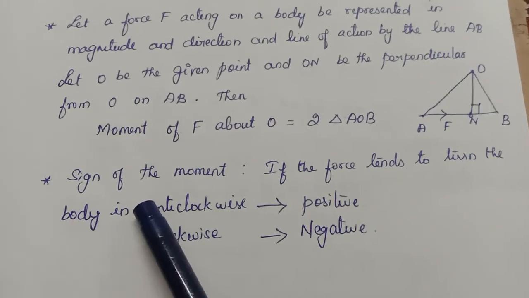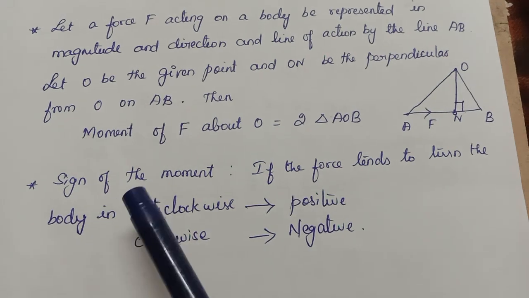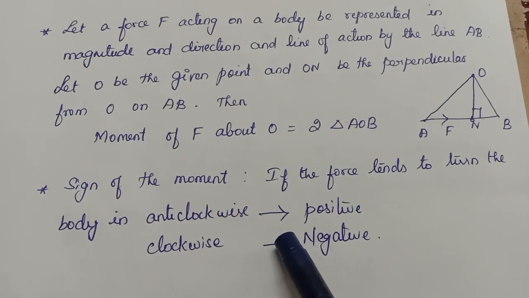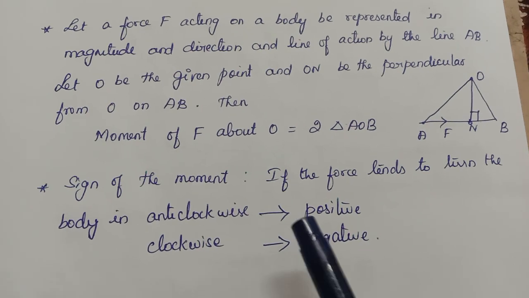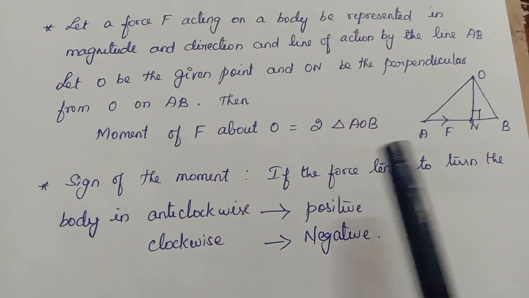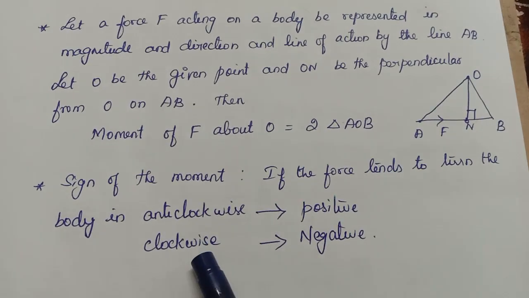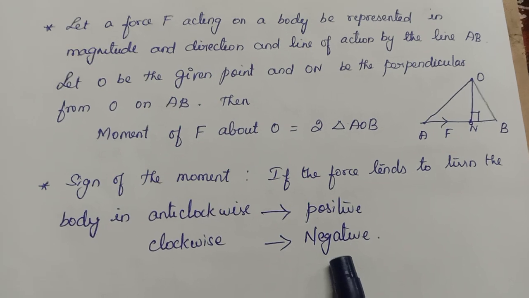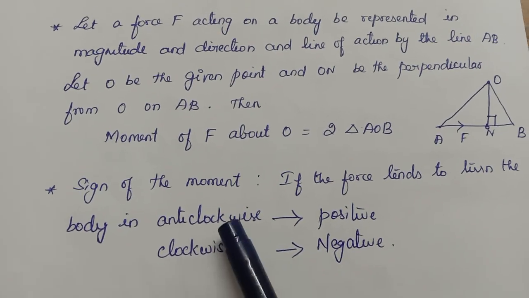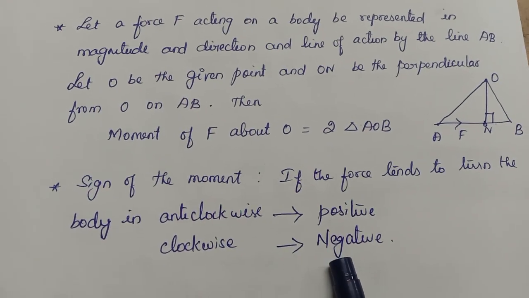Next one is sign of the moment. Moment is a vector quantity, no? So it will have either positive or negative sign depending on the direction in which it rotates the body. Okay, if it rotates the body in anti-clockwise, it is positive, and if in clockwise, it is negative. So this is the usual procedure that we follow in mathematics. So for every anti-clockwise direction, we take it as positive, and for clockwise, we take it as negative.